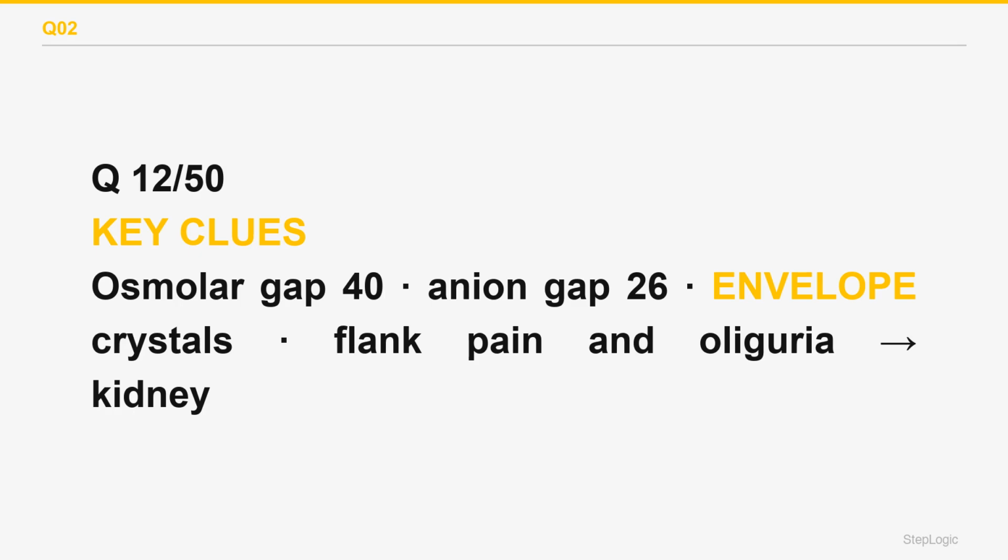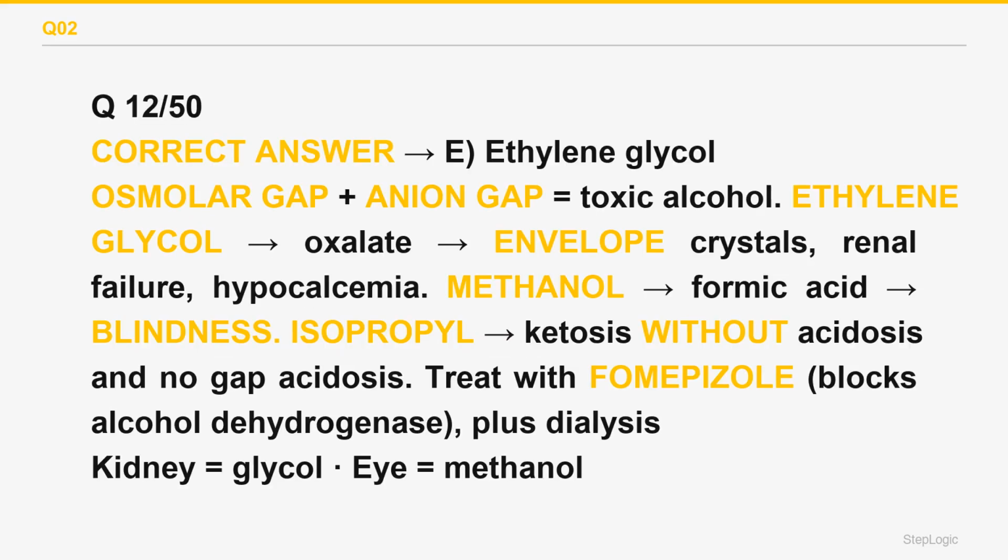The two are then separated by which organ they injure. Ethylene glycol is metabolized to oxalate, which precipitates as calcium oxalate crystals, the envelope-shaped crystals described, producing acute kidney injury with flank pain, oliguria, and hyperkalemia. Methanol is metabolized to formic acid, which attacks the retina and optic nerve, producing visual blurring and a snowstorm appearance rather than renal failure. The correct answer is E.